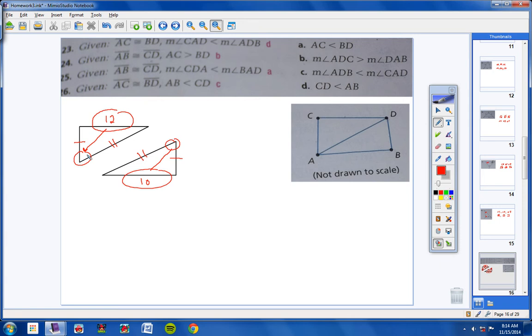And what is this angle here? Well, it's called CAD. I think they call it CAD is greater than angle, and it would be this angle here, which is ADB. Okay, and here it is right here. They have ADB is less than CAD. I have CAD is greater than ADB. Same thing. Okay? Alright, moving on.